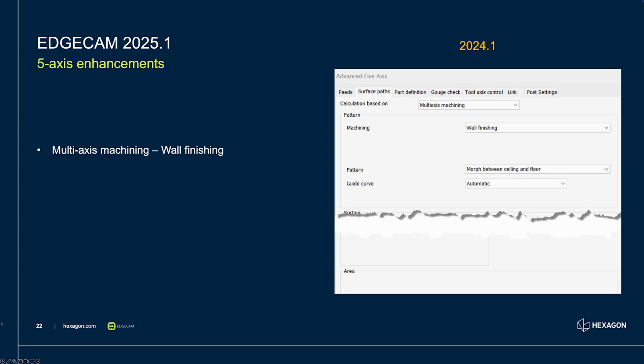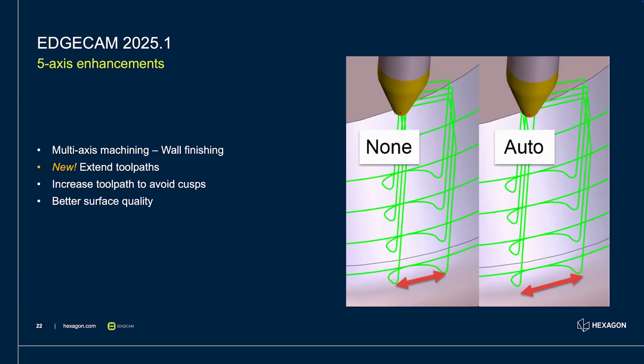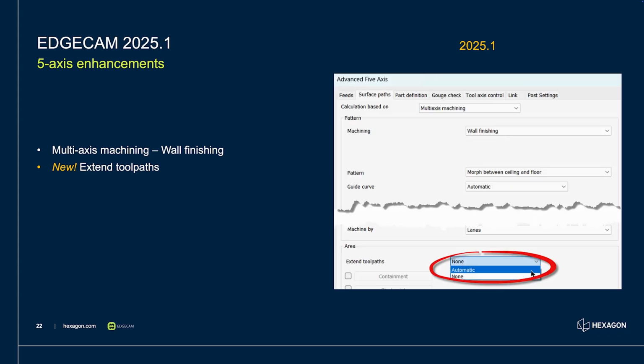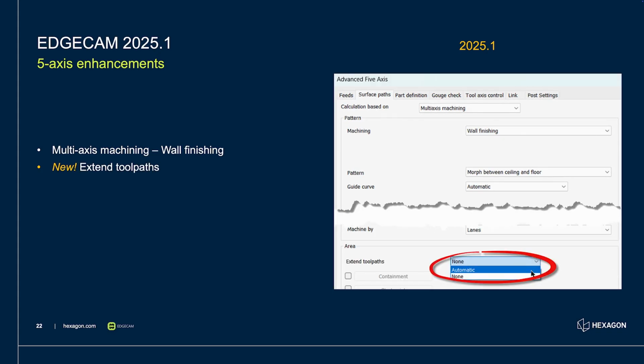And again, sticking with multi-axis machining, with wall finishing, we've now got more options. So we now have the ability to go automatic for lead in and lead out. This is maybe what I would suggest is our profiling cycle, where we're now able to overlap. This is what we had in 2024. The lower area was blank basically. Now in the area, we've got extended toolpaths automatically.